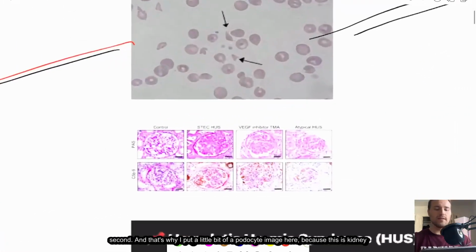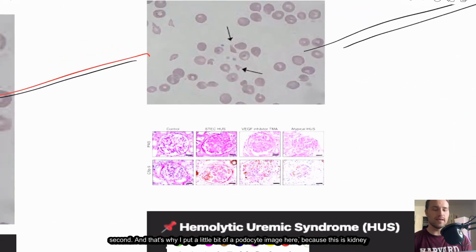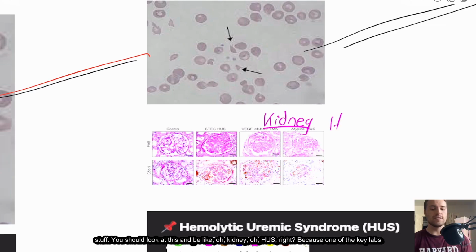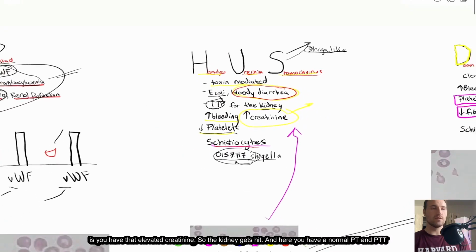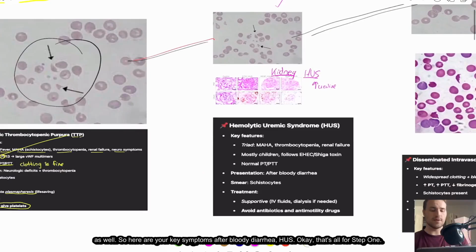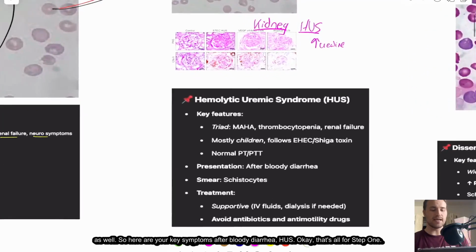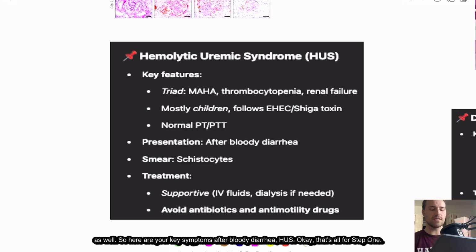And that's why I put a little bit of a podocyte image here, because this is kidney stuff. You should look at this and be like, ooh, kidney. Ooh, HUS. Right? Because one of the key labs is that elevated creatinine, so the kidney gets hit. And here you have a normal PT and PTT as well. So here are your key symptoms after bloody diarrhea: HUS. Okay, that's all for Step 1. If you're studying for Step 2, treatment is supportive: IV fluids, dialysis, avoid antibiotics and anti-motility drugs.